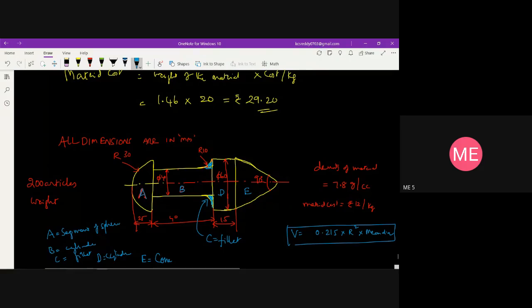So try this problem for the next class. Today I'll stop here.